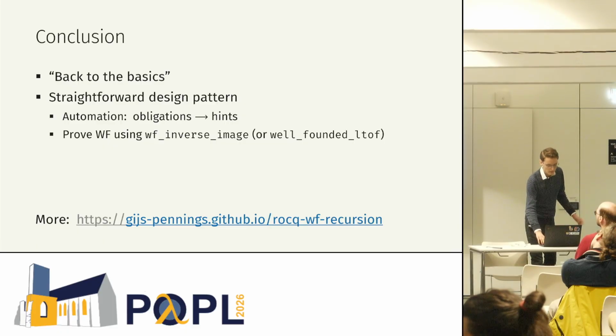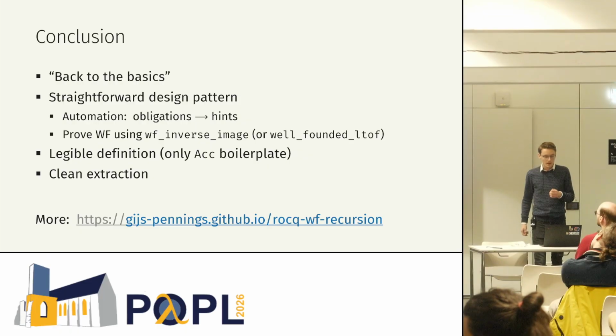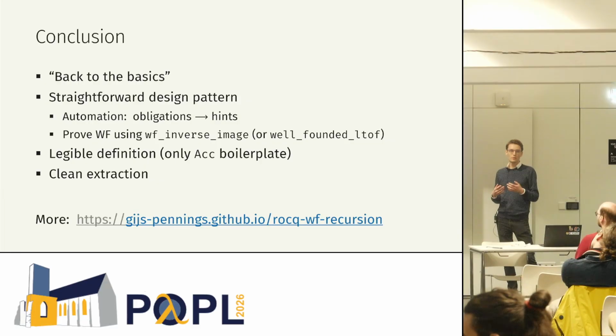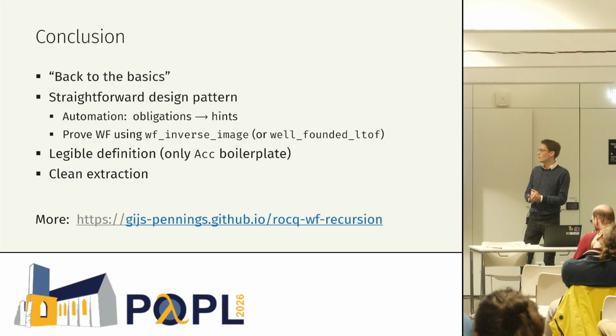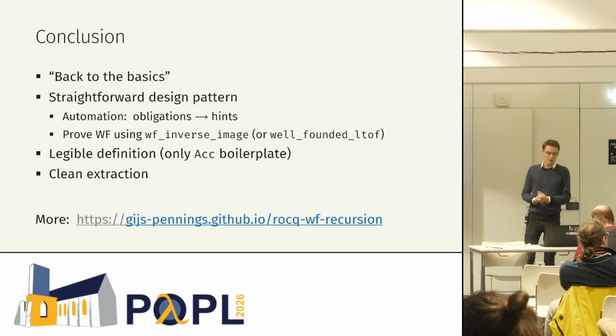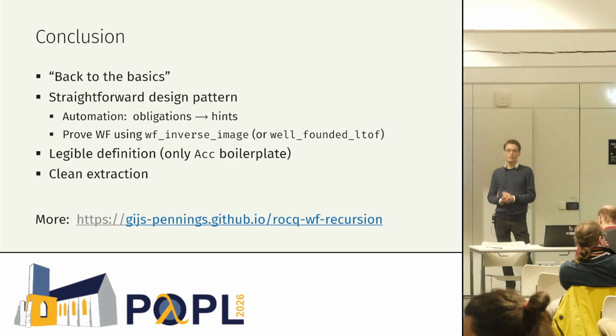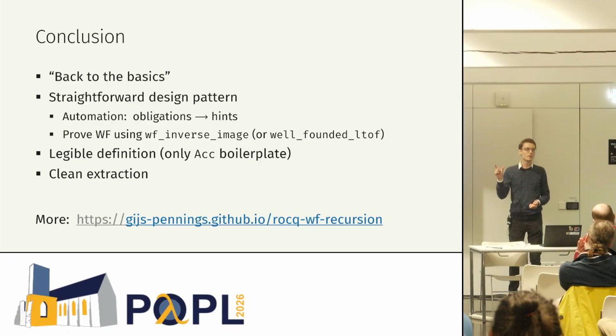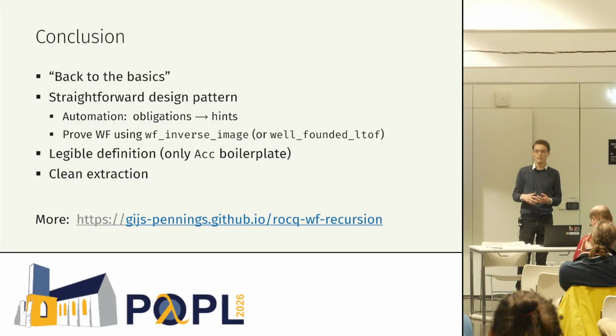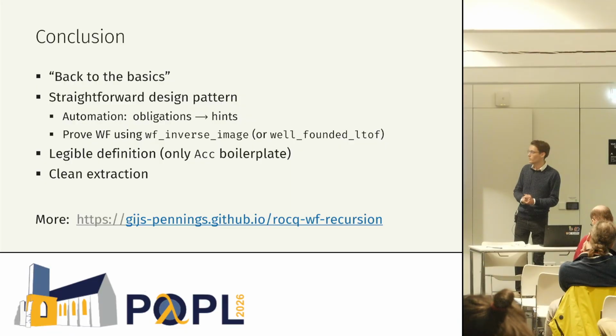So, another example, if you're interested. The method does introduce some boilerplate in the definition because you need to add these accessibility arguments, but I think it's still quite legible. Also, a nice property of this method is that the extraction is really clean because this accessibility argument is in Prop, so it disappears completely, and you're basically left with a very clean extraction to OCaml or whatever you like.